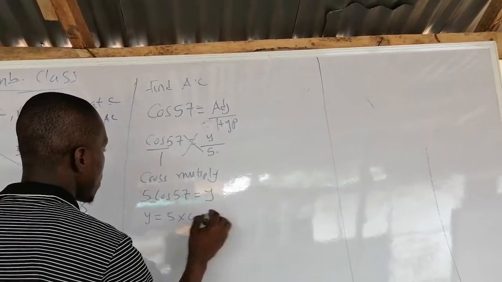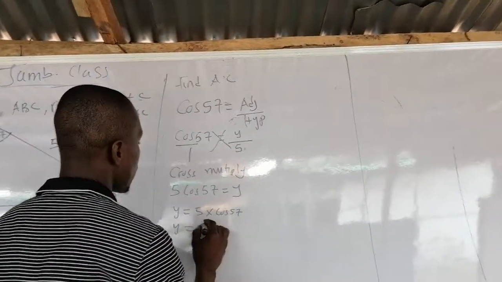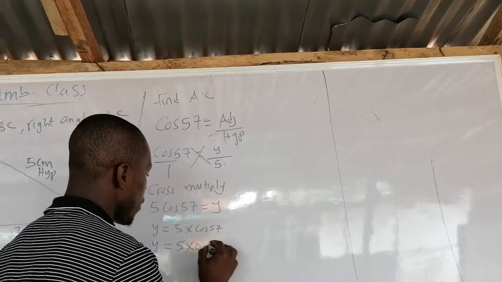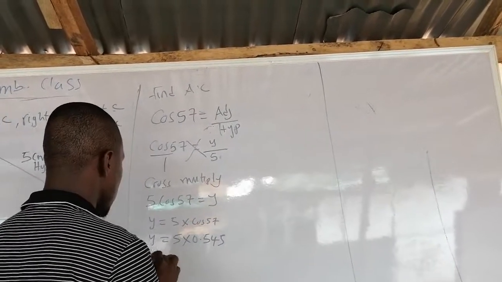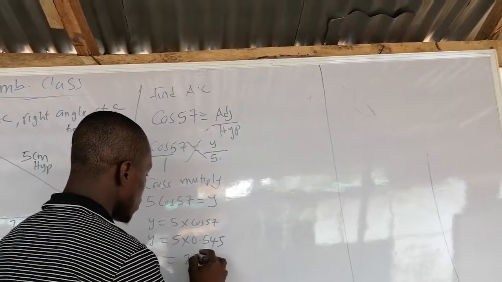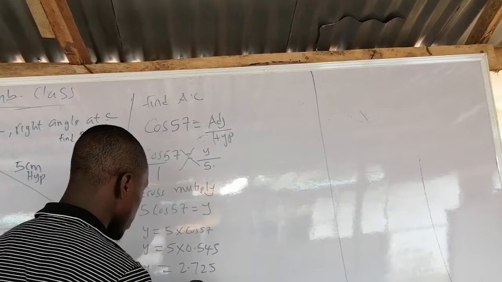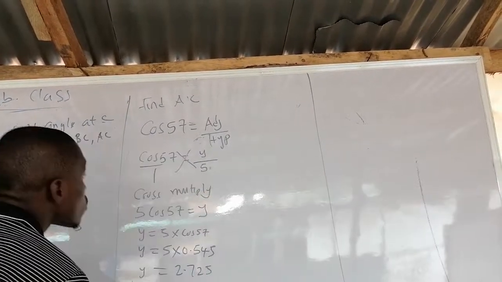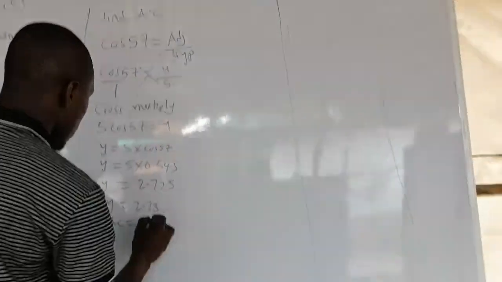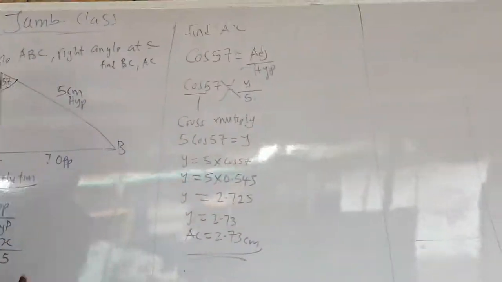What is cos 57? Cos 57 is 0.545. Y is equal to 5 multiplied by 0.545. Y is equal to 2.725. So y is equal to 2.73. So our AC is equal to 2.73 centimeter. So thank you for this.